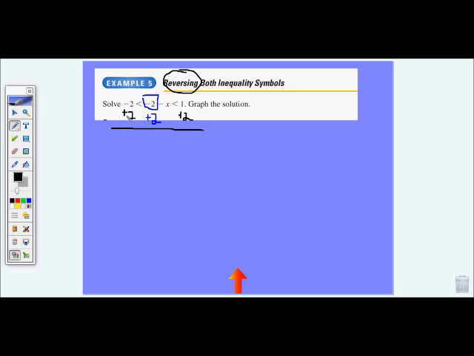Negative 2 combined with a positive 2 is going to give me 0. Keep my inequality symbol. Negative 2 combined with a positive 2 gives me 0, but leaves me with a negative x. And a positive 1 plus 2 gives me a positive 3. Keep your inequality symbol.